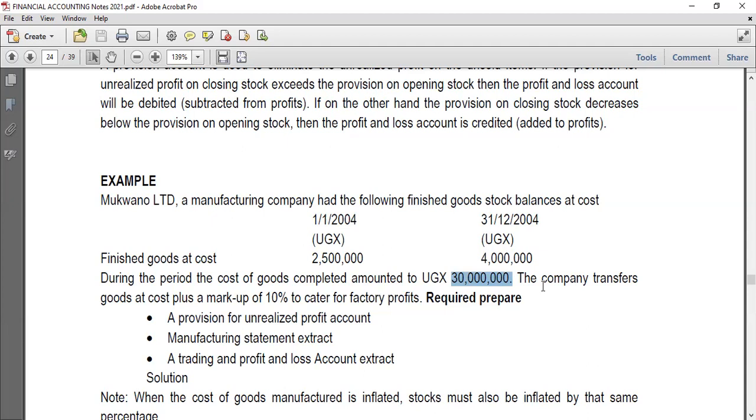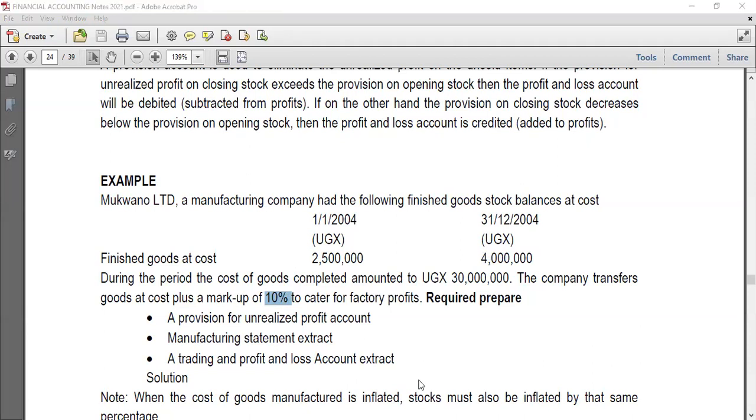And then you're telling us that the company transfers goods at a markup of 10% to cater for the factory profits. So they're asking us to prepare the provision for unrealized profit account, okay? Ours is very simple. We are going to determine the unrealized profit on our opening inventory, and also the unrealized profit on the closing inventory. Basically, we are going to use this 10% markup.